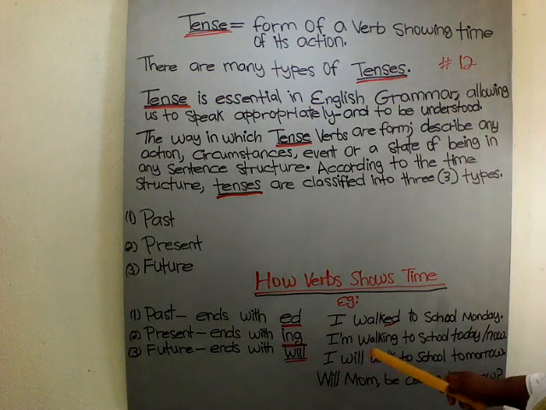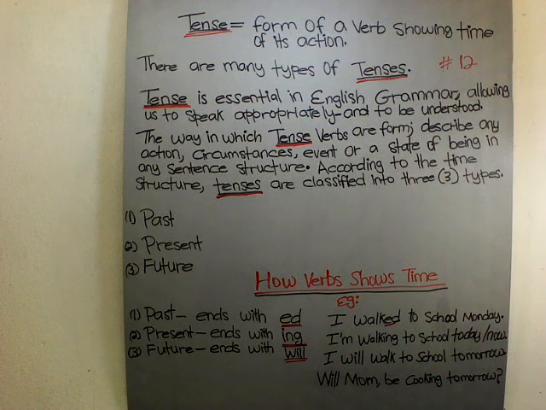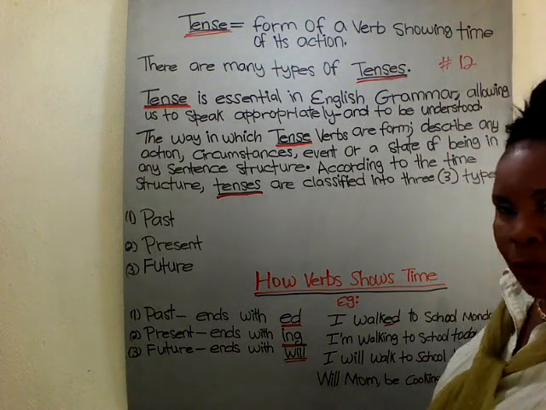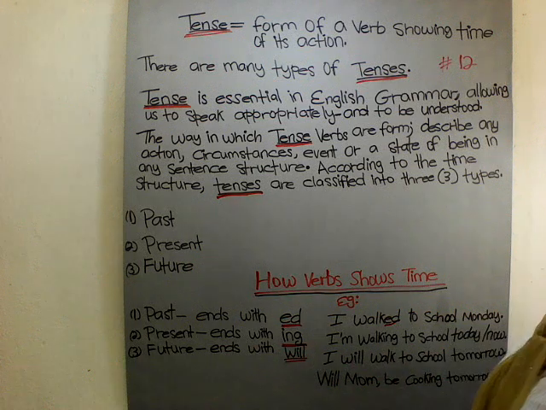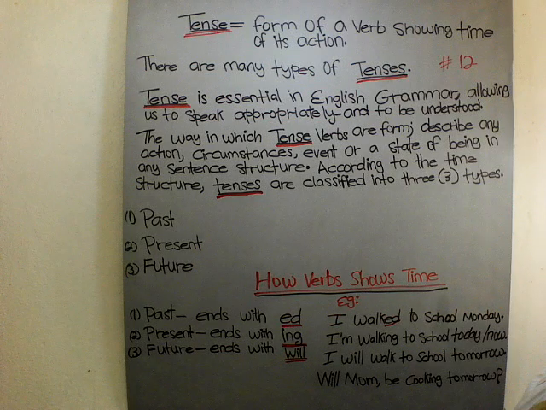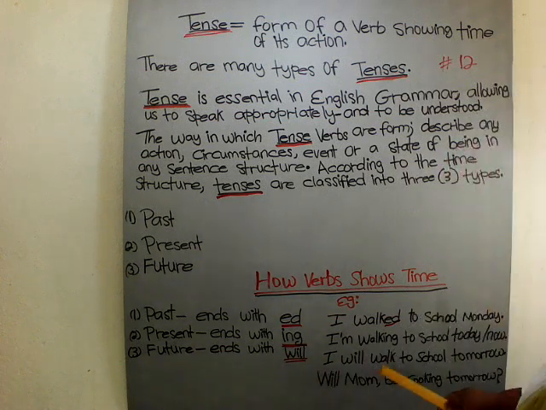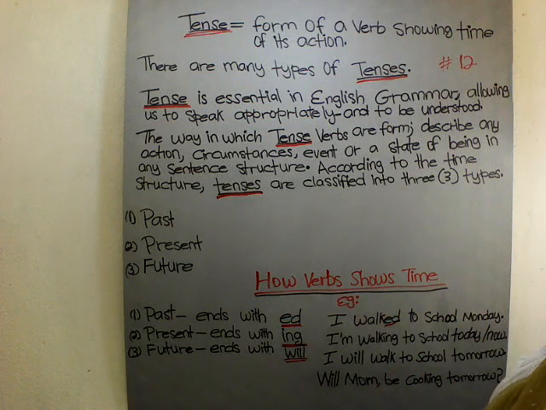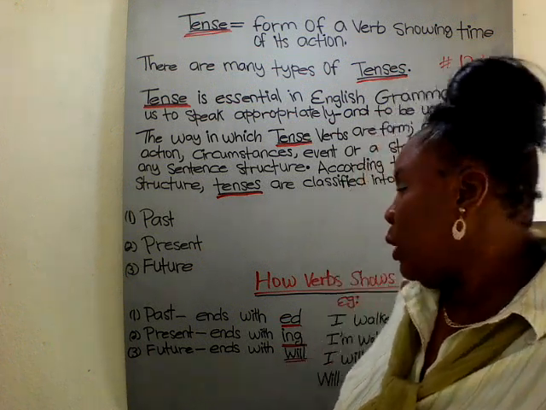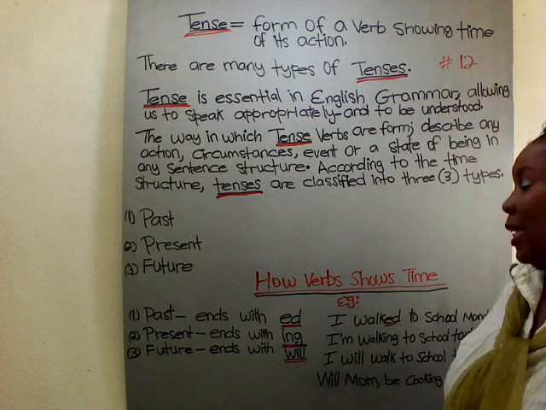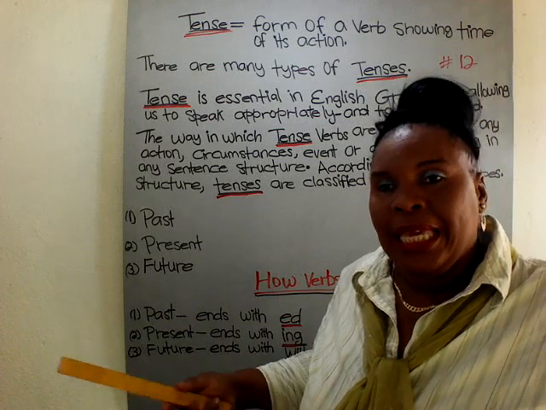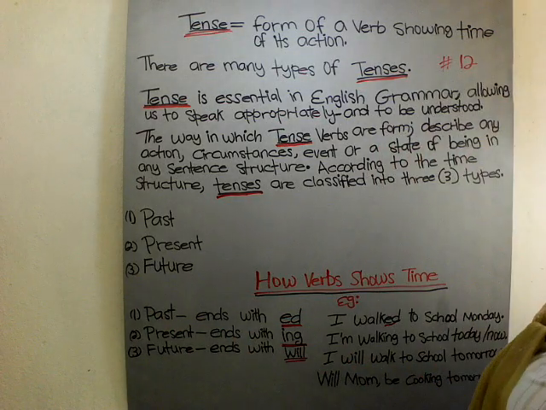Present tense, I am walking to school today, or I am walking to school right now. Right at this moment I'm walking to school. Future, I will walk to school tomorrow. Tomorrow hasn't come yet, all right? So you see I use the word will in this sentence to identify what is going to be done in the future. So I will walk to school tomorrow.